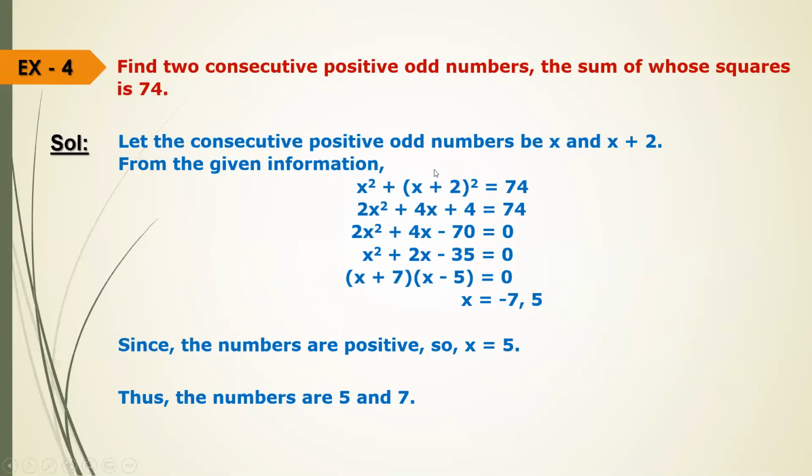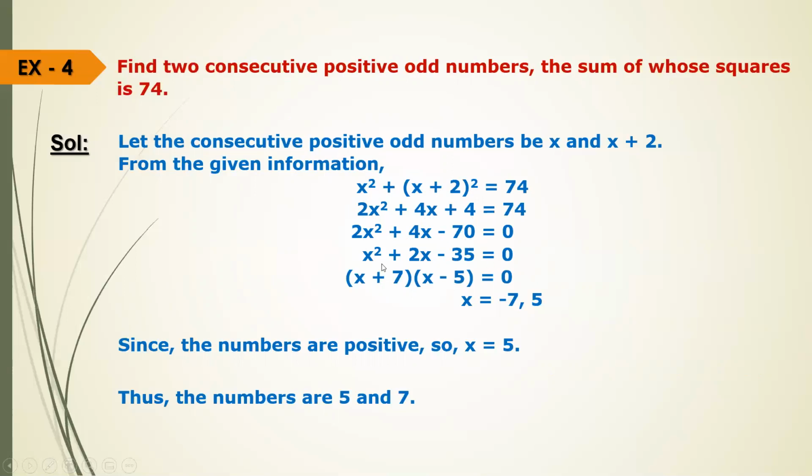Open this bracket using the whole square formula. It will be x square plus 4 plus 4x. Don't forget to take the 2ab term while opening the whole square. And collect the like terms and transpose this 74 to the left hand side. We will get 2x square plus 4x plus 4 minus 74, which will give us minus 70, equal to 0. In this equation also you can see 2 is common. So take 2 common. What is left? x square plus 2x minus 35 equal to 0.